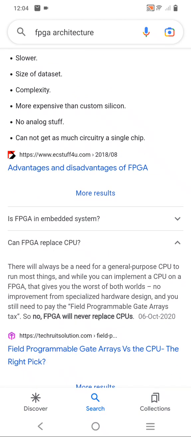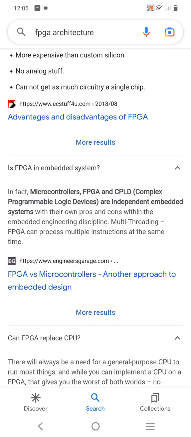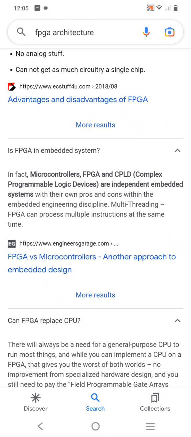Is FPGA an embedded system? In fact, microcontrollers, FPGAs, and CPLDs, complex programmable logic devices, are independent embedded systems. They are all different kinds of independent embedded systems. What are embedded systems? There are different kinds of controllers, FPGAs, CPLDs, and other devices embedded into a whole circuit board, including microprocessors and other things. When you look at a huge motherboard, you will see so many different things. Why are there so many different components?